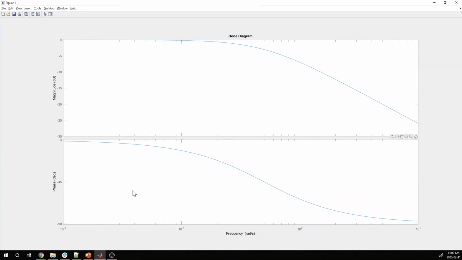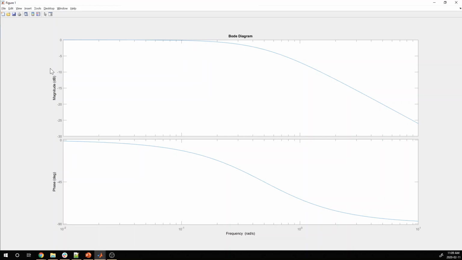And every Bode plot you see in textbooks or in literature or now in MATLAB will be basically this. You'll have the magnitude at the top and the phase in the bottom. One thing to notice is that the magnitude is in decibels. So this is 20 log base 10 of the actual magnitude itself.